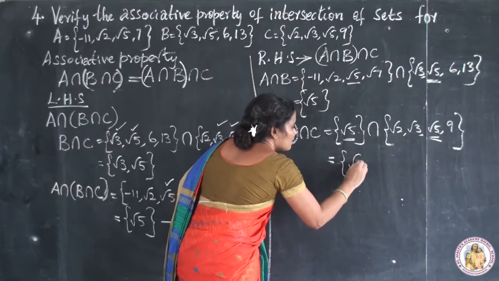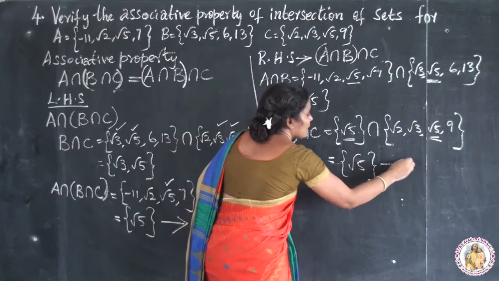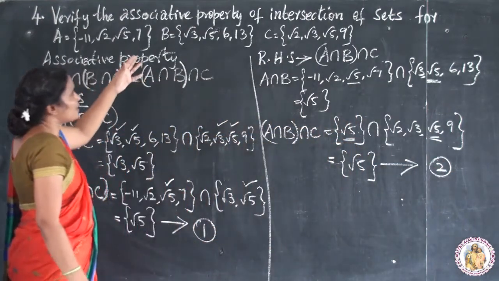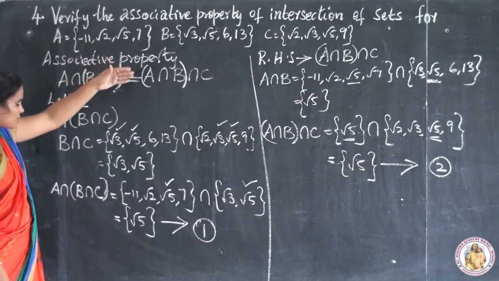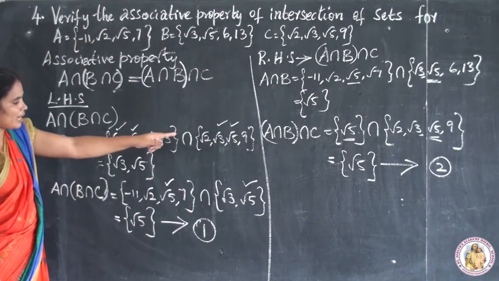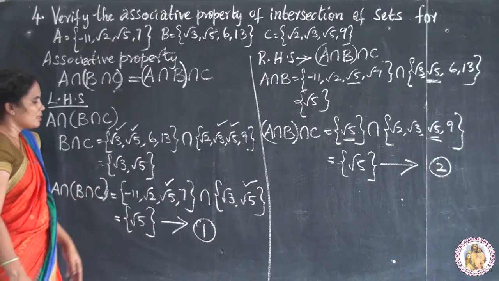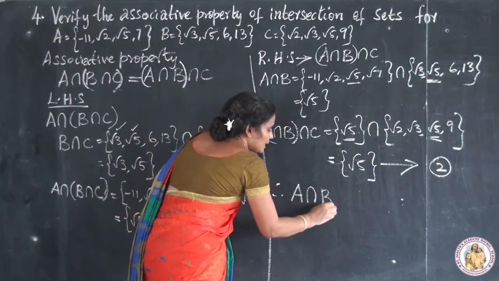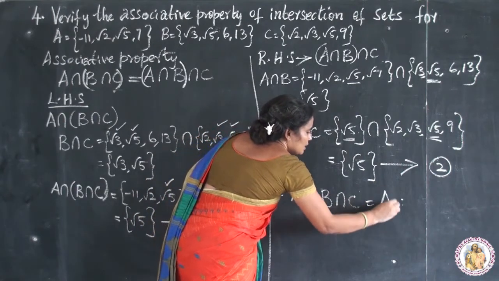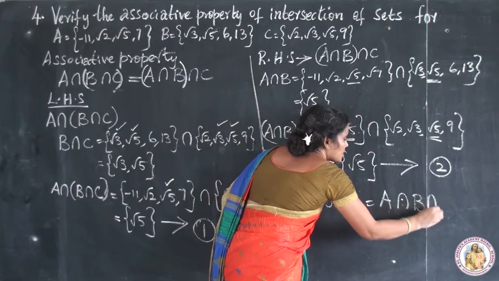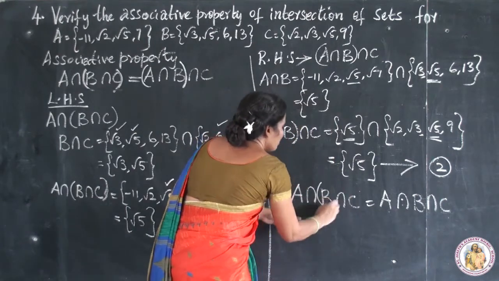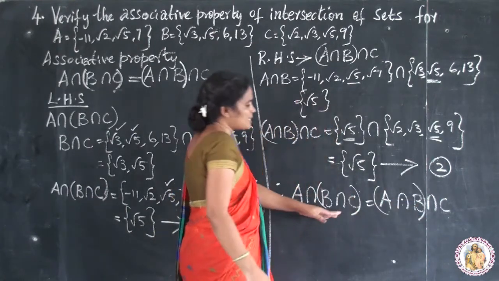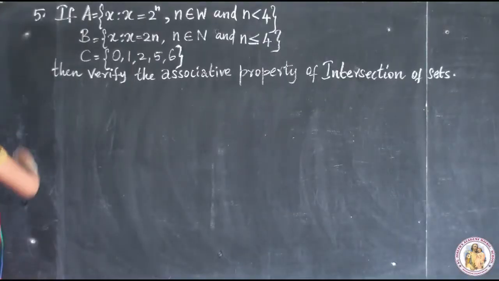So root 5. Taking this as second. Now let us check whether it satisfies the associative property of intersection. For both 1 and 2, we have the common element as root 5. So hence, A intersection B intersection C is equal to A intersection B intersection C. Here we have the bracket for B and C, and A and B. Hence it satisfies.